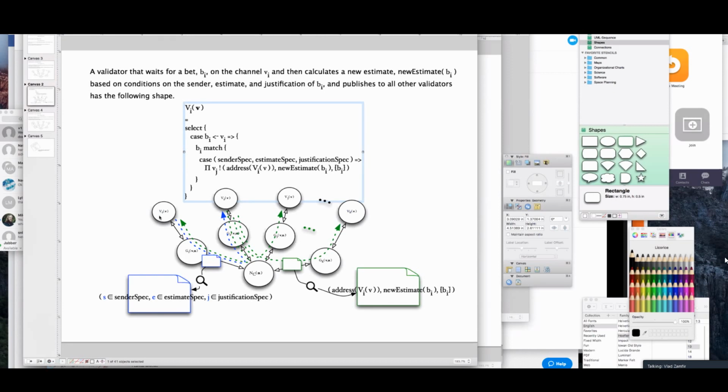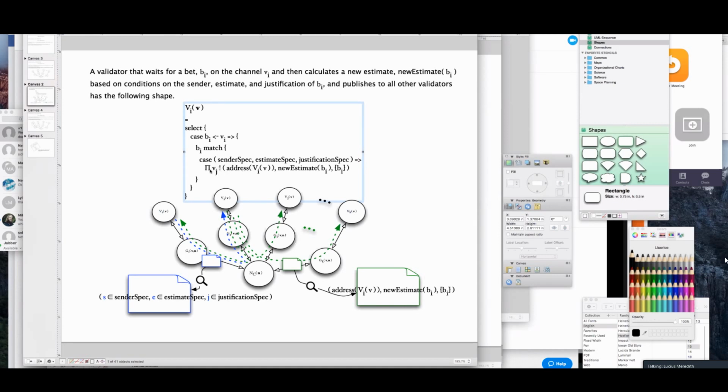So are you putting together a new bet here? Right, exactly. So I've also tried to use the picture down here to clarify this code. In the case that the BI is of the shape SEJ, where S is inside sender spec, E is inside estimate spec, and J is inside justification spec, that's when you'll go here, and what you're broadcasting out to the VJs.